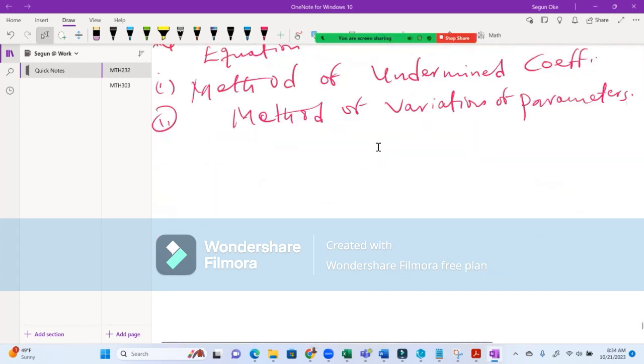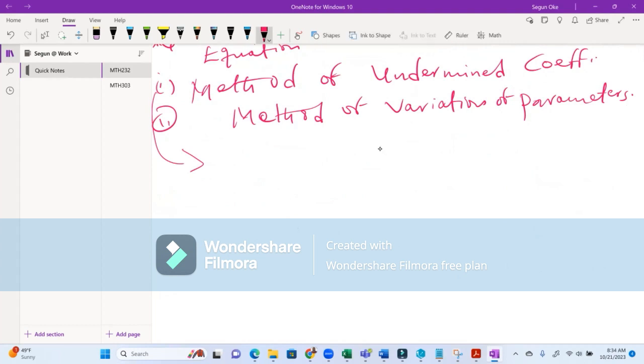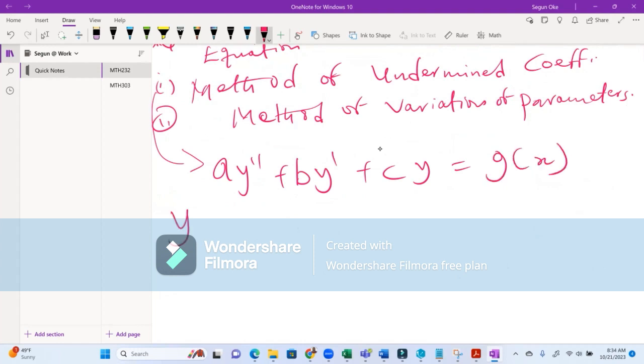Now, the first topic that we'll be checking is the method of undetermined coefficients. And I gave us the general form: a y double prime plus b y prime plus c y equals g of x. Then our general solution y is equal to yc plus yp, where yp is the particular solution.